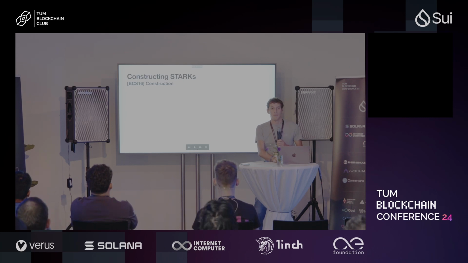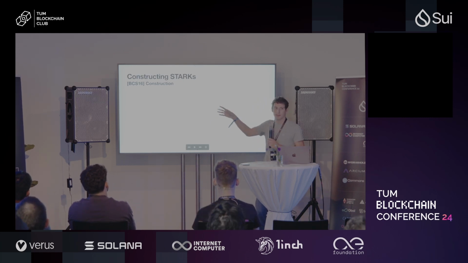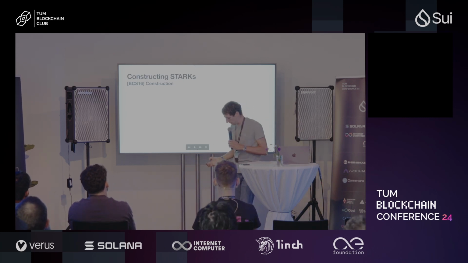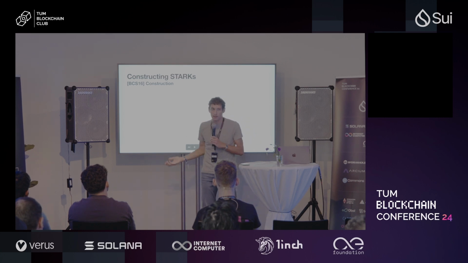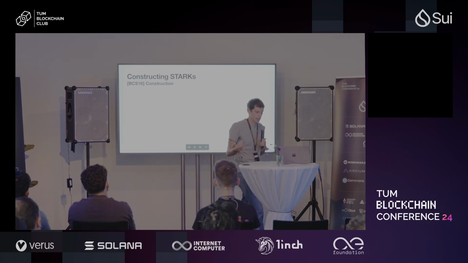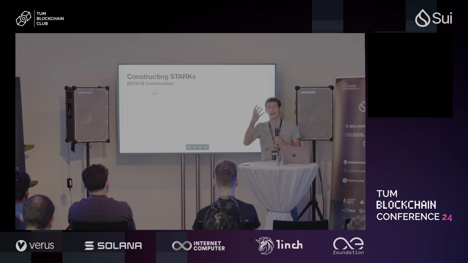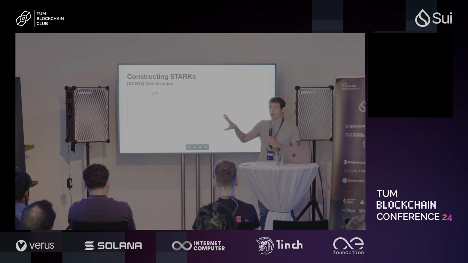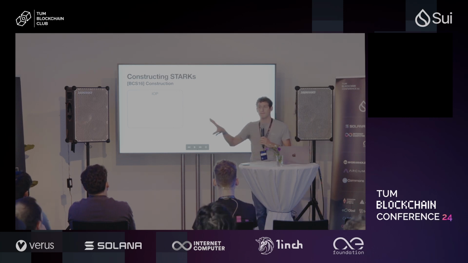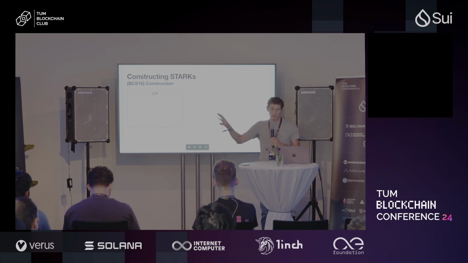Okay, so how do we end up constructing STARKs? The paradigm that has been successful in this is called the BCS transformation. This is a combination of two tools, an information theoretical proof system and cryptography. The information theoretical building block that we're going to be using is what's called an IOP, an interactive oracle proof. This is a protocol between a prover and a verifier, which makes sense. We're trying to build a STARK at the end of the day.